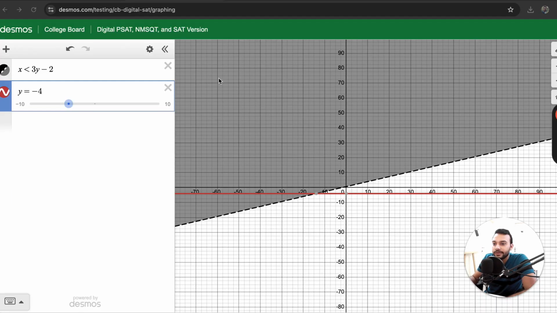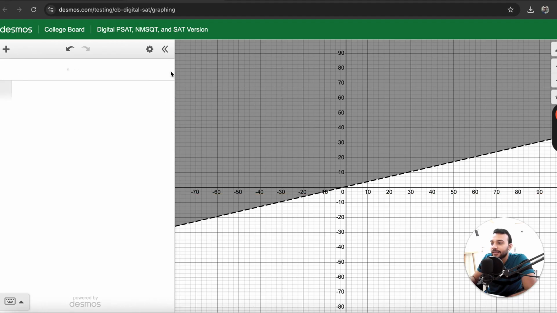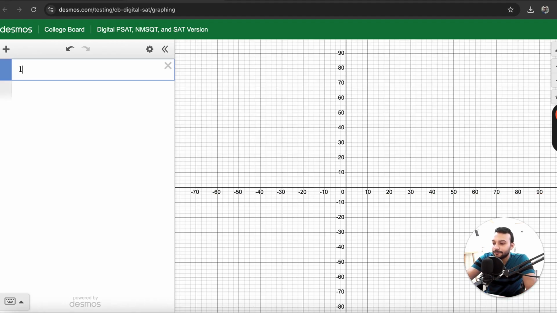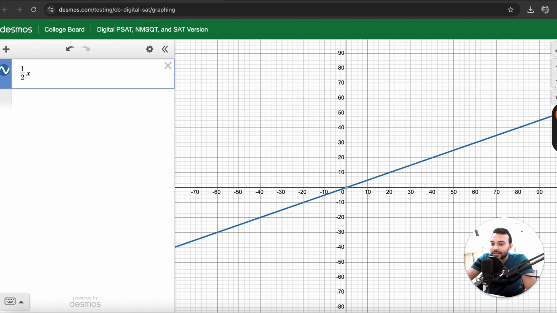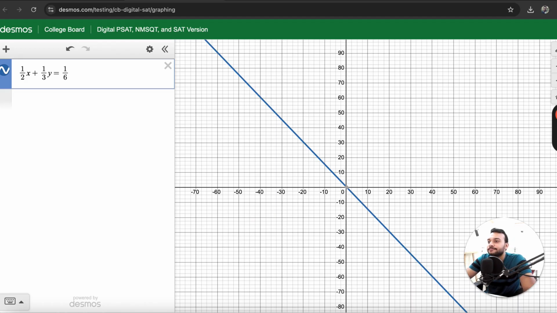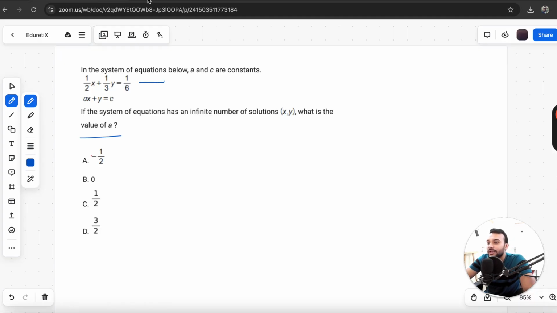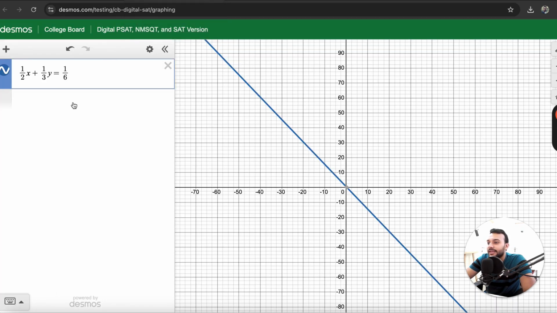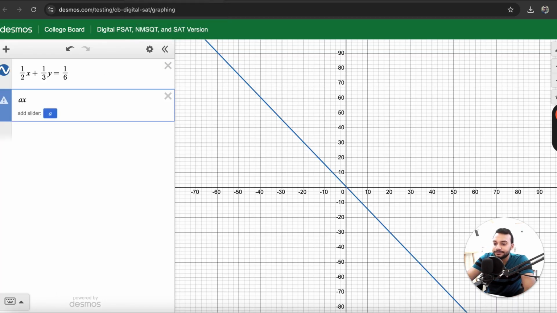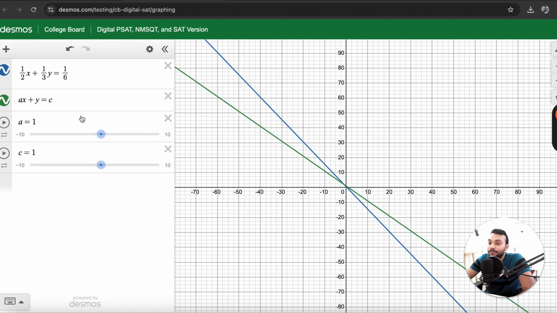Okay, so clear this all up. Half x plus 1 by 3 y is equal to 1 by 6. Okay, this is the first one. Second one is ax plus y is equal to c. Ax plus y is equal to c. Okay, now we're going to make use of the slider. I go to all.